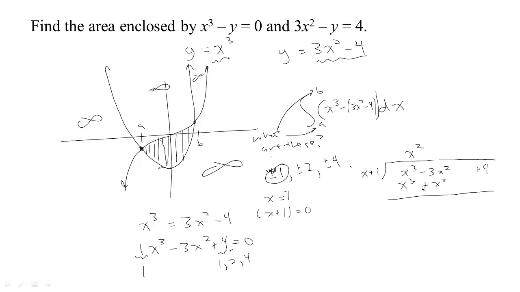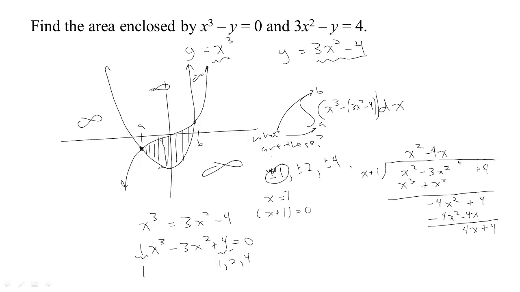x cubed minus x cubed is nothing. Negative 3x squared minus another x squared would be negative 4x squared. And 4 minus nothing would be plus 4. Now we can ask, well, what times x would give me negative 4x squared, which negative 4x times x would be negative 4x squared. So if I actually multiply to get negative 4x squared minus 4x, let me subtract again. Negative 4x squared minus 4x squared would be 0. And nothing minus negative 4x would be plus 4x. And 4 minus nothing would be 4.